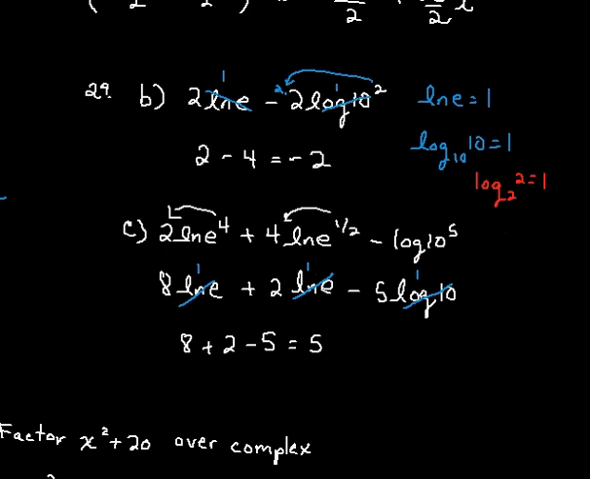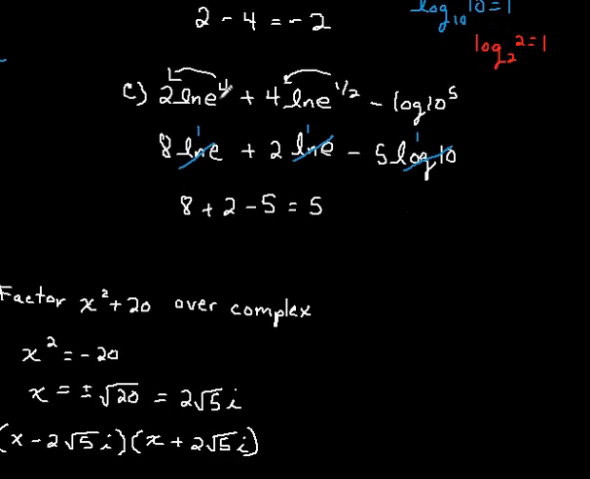Okay, this one we're combining, we're not solving. We put the 4 in front. 4 times 2 is 8. The natural log of e, which we just did in the last problem, is 1. We're putting the 1/2 in front, so it becomes 2. The natural log of e is 1. Put the 5 in front. The log base 10 of 10 is 1. So you just have 8 plus 2 minus 5 equals 5.